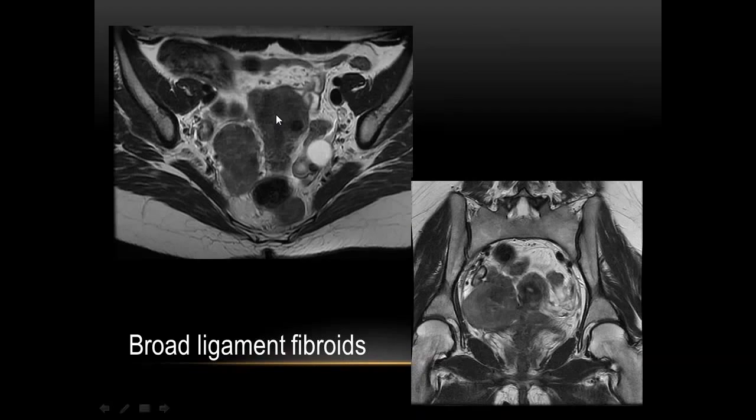This is called a broad ligament fibroid. You can see it's coming from the broad ligament. It still has the same classic signal characteristics of a fibroid, and you can often find the bridging vessel sign into the broad ligament.